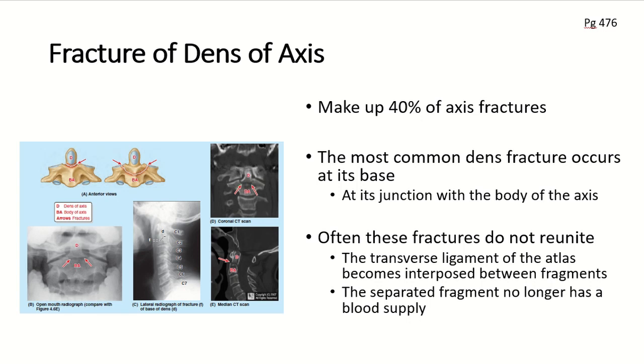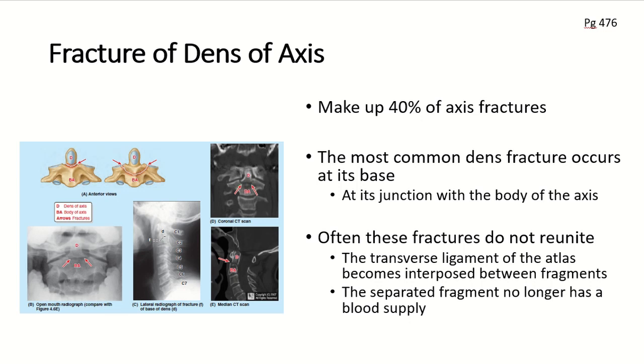And so the transverse ligament of the atlas is stronger than the dens of the C2 vertebra, and fractures of the dens make up about 40% of fractures of the axis. The most common dens fracture actually occurs at its base, so right down here, you can see it, that's where you're more likely to get it, and that's at its junction with the body of the axis.